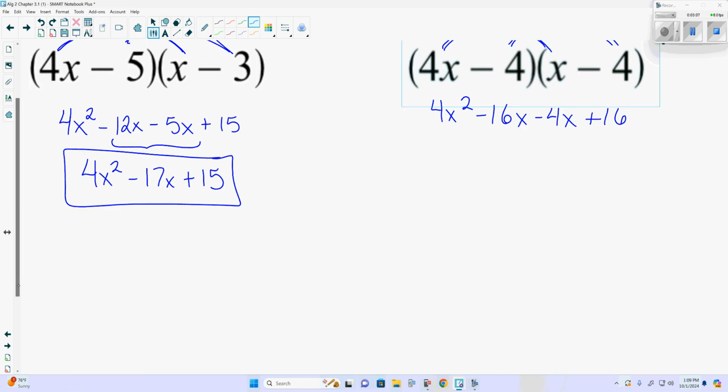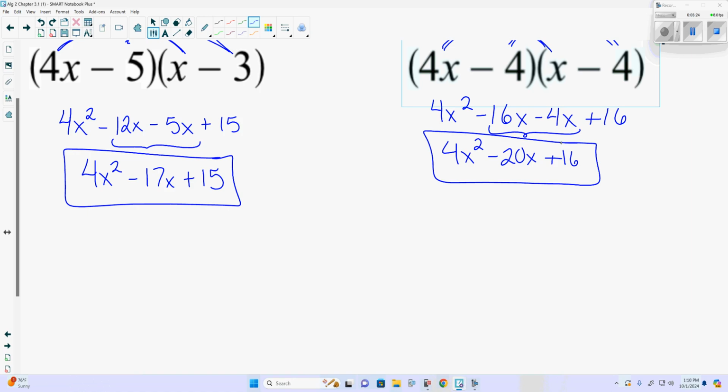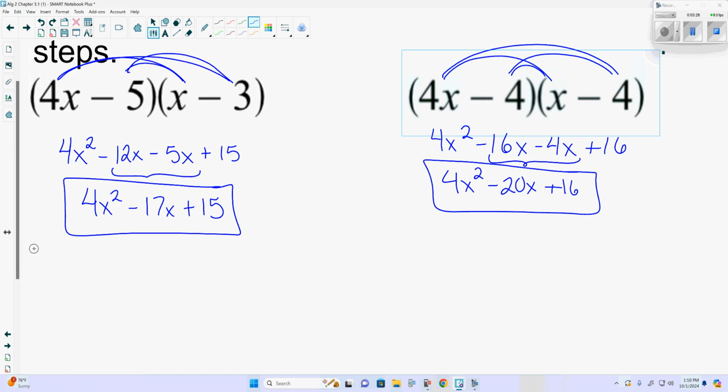Then we'll need to combine like terms. So we'll still have the 4x squared. Our negative 16x minus 4x, negative 16 minus 4, is negative 20x plus 16. And that's our final answer. It's getting it into the standard form, our ax squared plus bx plus c.